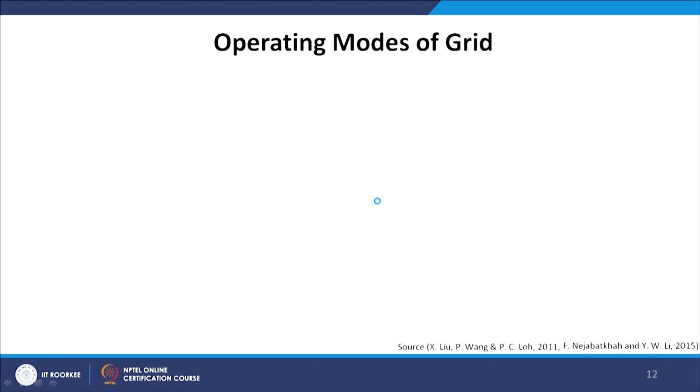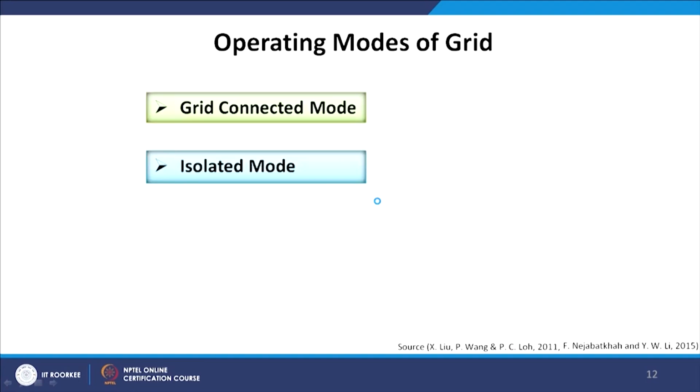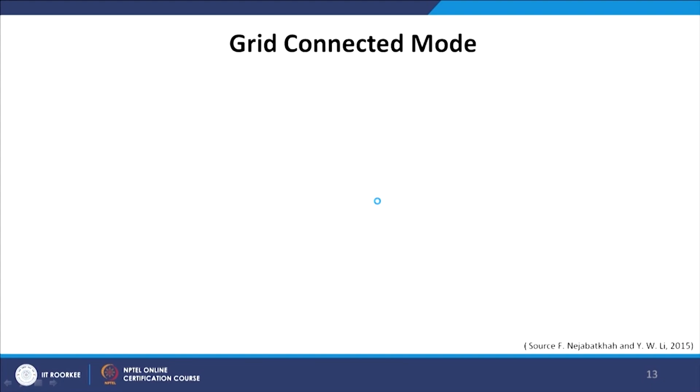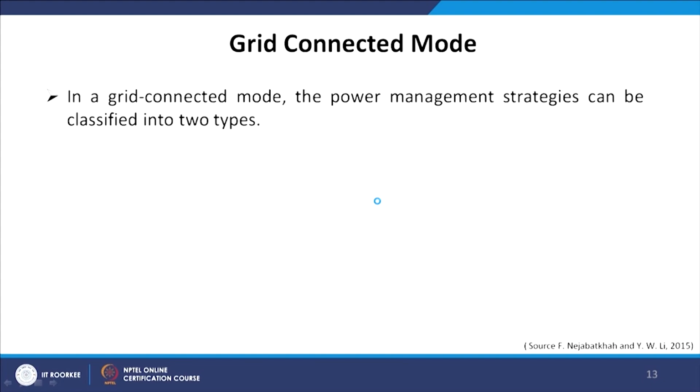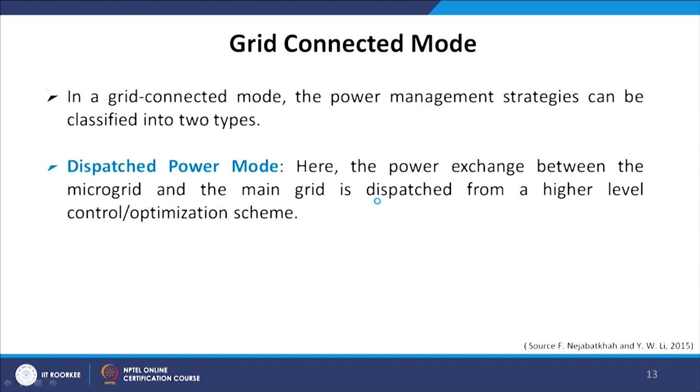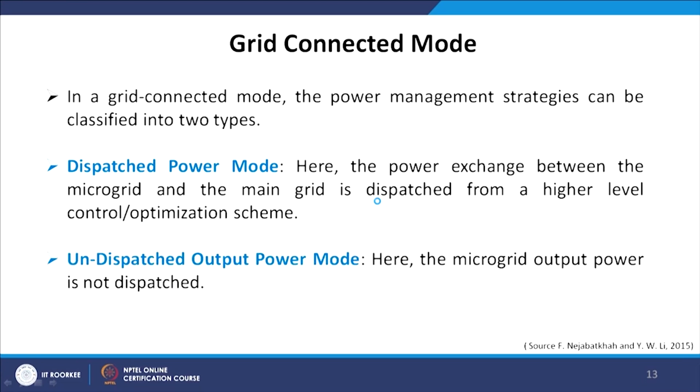Now, let us see what are the operating modes of the grid. There are two modes, as we all know, one is grid connected, the other one is isolated. Now, in a grid connected mode, the power management strategies can be classified into two ways. One is dispatched power mode and the other one is undispatched output power mode. Now, let us focus.